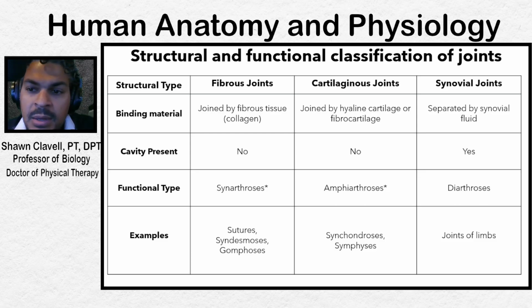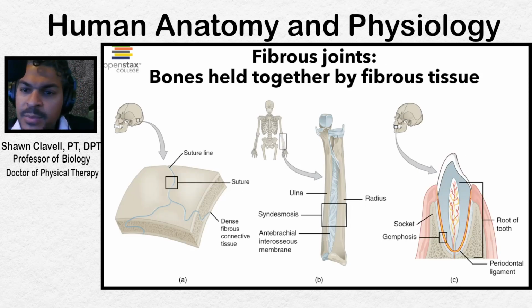And so fibrous joints, as we've mentioned, are held together by dense fibrous connective tissue. There are three types of fibrous joints: sutures, as you can see here, syndesmosis, and a gomphosis. And one thing that I do want to say is that the main common structure here is a ligament. There's fibrous connective tissue holding two bones together. So what you're going to see is a sutural ligament, a ligament that holds these bones together, an interosseous membrane, or even a periodontal ligament.